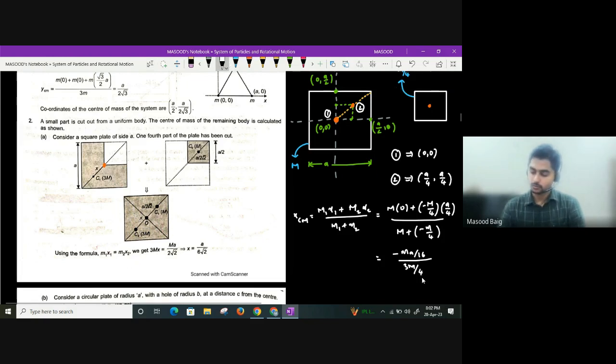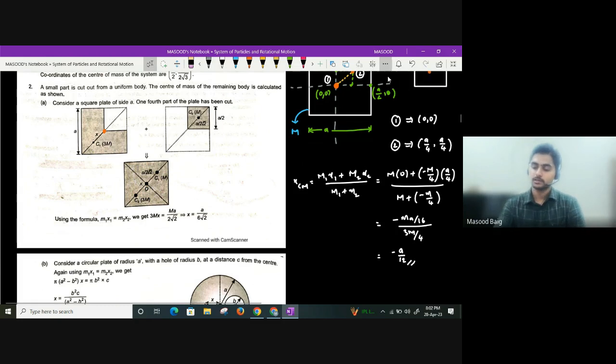Yes or no, beta? So what will the x coordinate be here? I'll get minus a divided by 12. In the same manner, what will happen to the y coordinate? For the y coordinate also, I use the same formula, m1 y1 plus m2 y2 divided by m1 plus m2. You are not adding the masses here, you are removing the masses. If you take the entire square plate, it is at 0. For the small plate, what is the mass? M by 4. But this mass is being removed, guys. So I'll write minus m by 4.